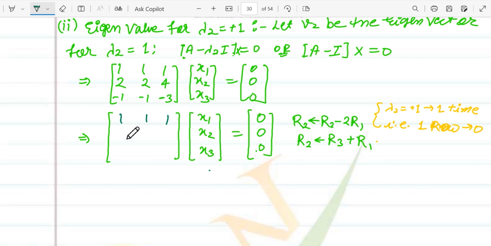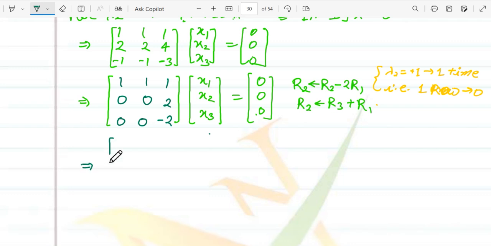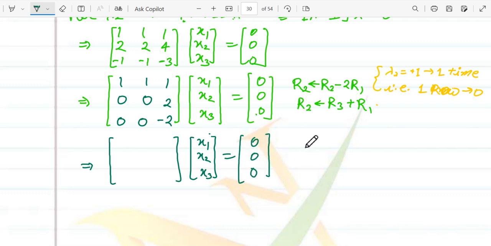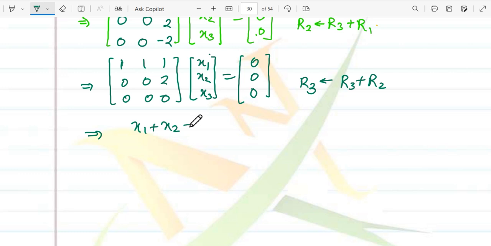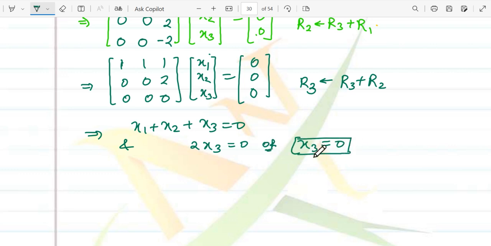ये बन जाएगा 1 1 1, 0 0 and 2, 0 0 and -2। इसमें हम लोग क्या करेंगे, ये थर्ड रो आपकी 0 हो जाएगी, 0 0 एंड 0। आप लोग क्या करना भाई, R3 is replaced by R3 plus R2, that is 1 1 1, 0 0 2, 0 0 and 0। Therefore x1 plus x2 plus x3 is equal to 0 and 2x3 बराबर 0 या x3 बराबर 0, right?